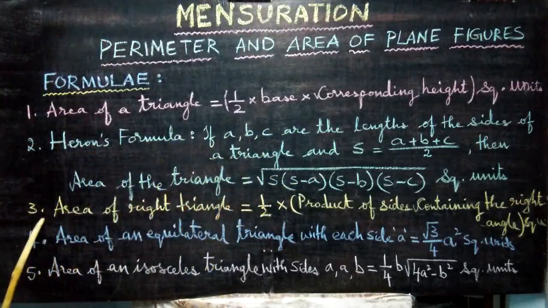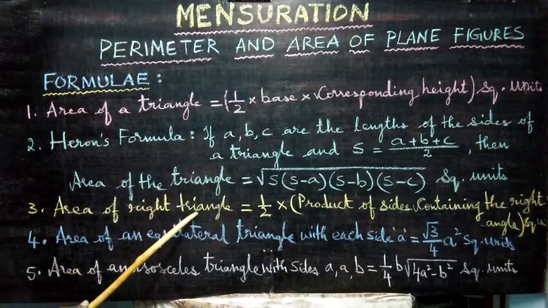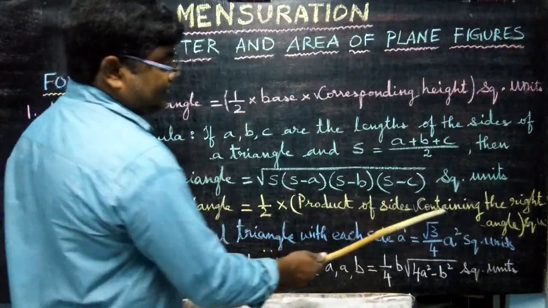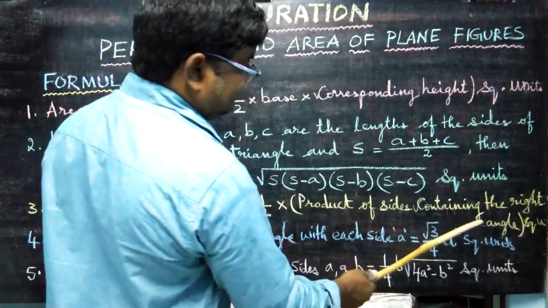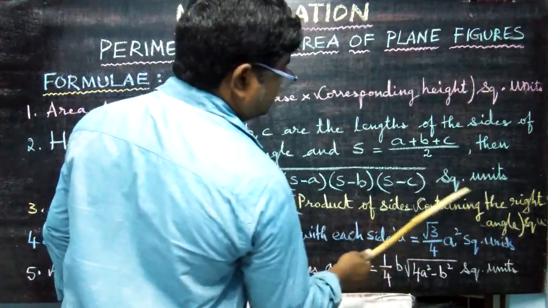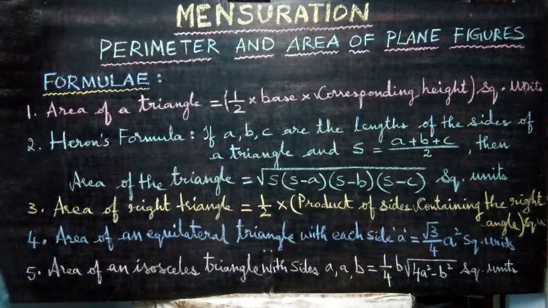Coming to the third one, area of a right triangle. Right angle triangle or right triangle, same. Half into the product of the sides containing the right angle. That is also in square units. All areas are always in square units.